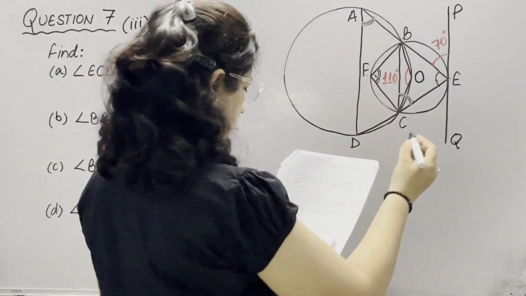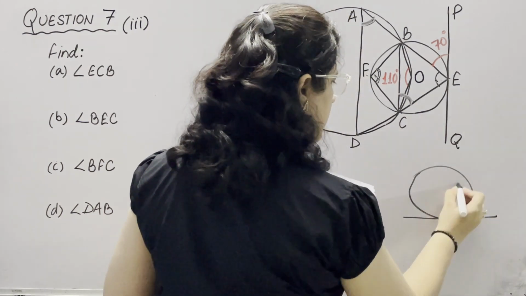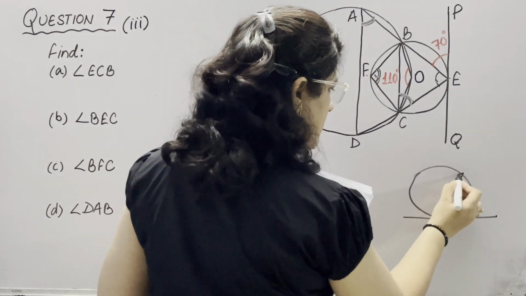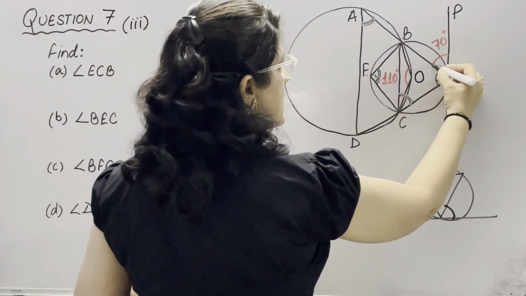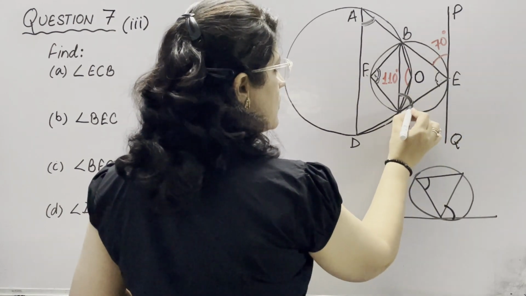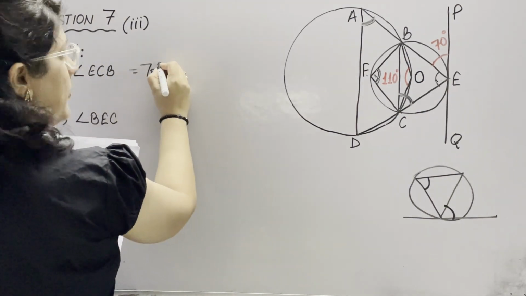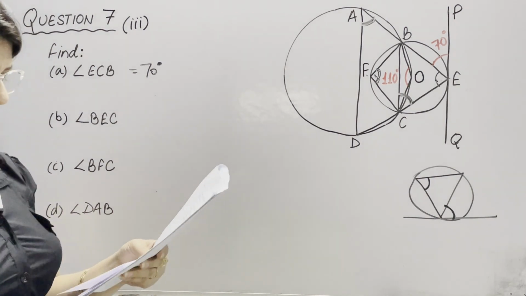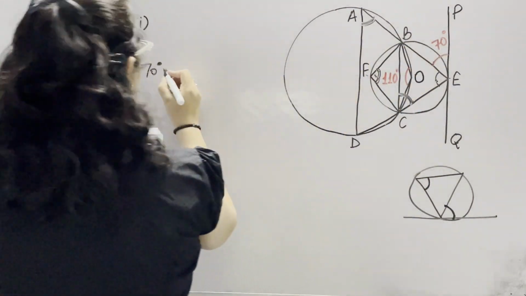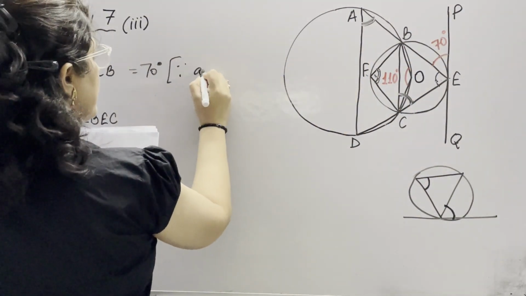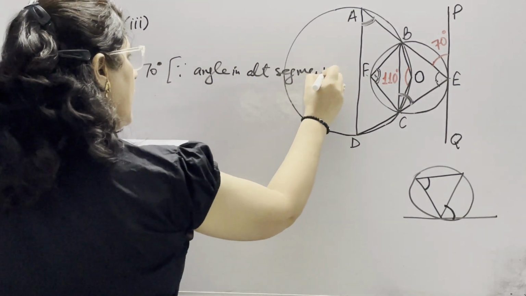Now for this, we know in a circle, when a tangent makes an angle with a chord, this angle is equal to the angle made by this chord in the alternate segment. So here, this angle is 70. So this angle is also equal to 70. So angle ECB is equal to 70 degree, or we can write it as ECB is equal to angle BEP is equal to 70 degree. Reason is angles in alternate segments are equal.